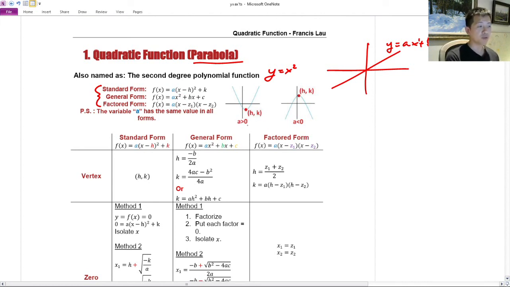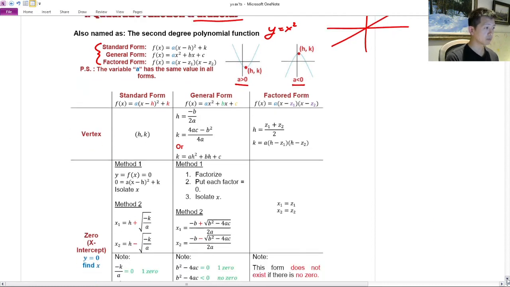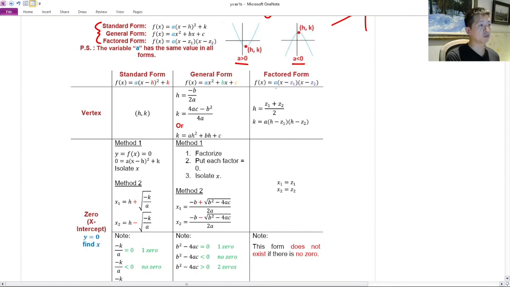Now, if we look at this, if a is bigger than 0, positive, it's open upward. If it's negative, it's open downward. And h and k is actually the vertex. We call this the vertex. So we can actually look at the table here. Okay, so we have standard form, general form, and factor form. The most that we use is standard form and general form. It's less common that we see factor form, but we have to learn that in this chapter.